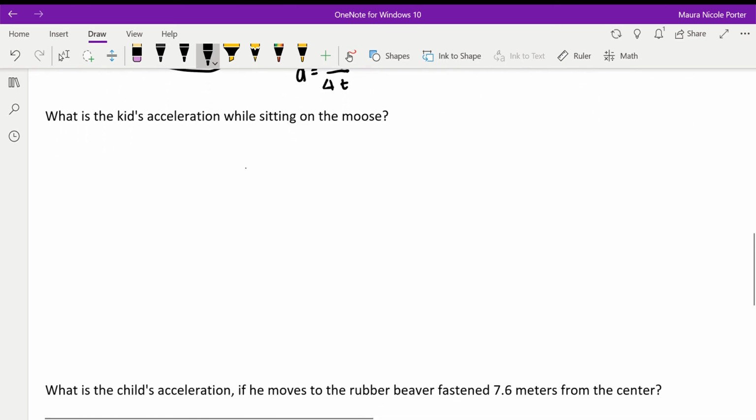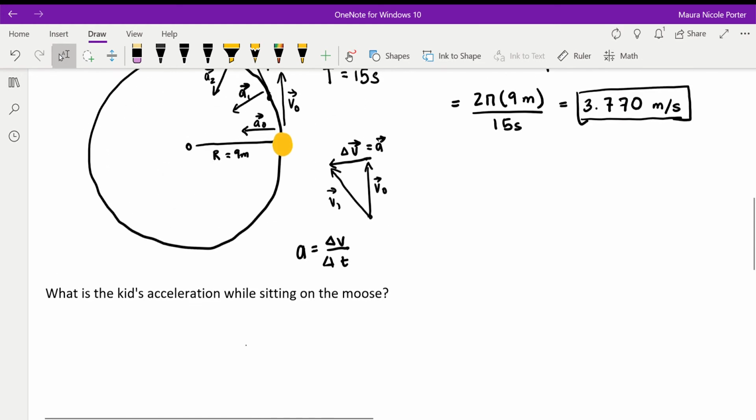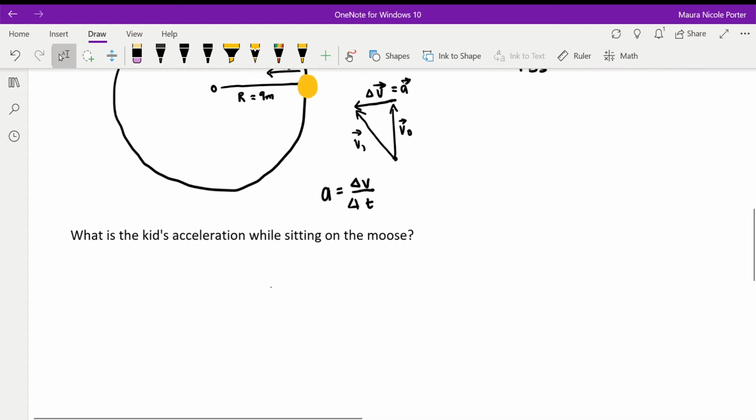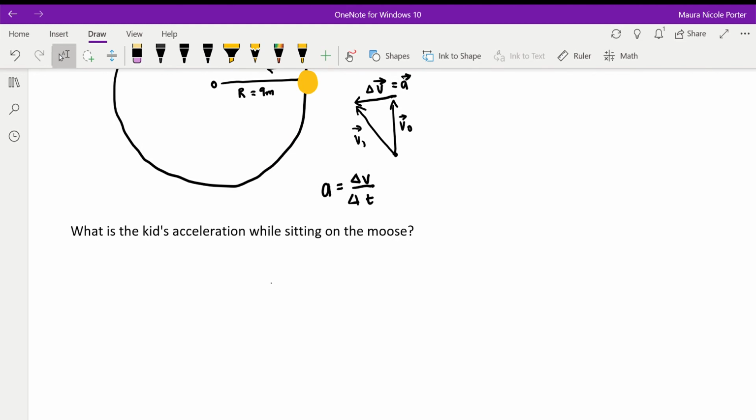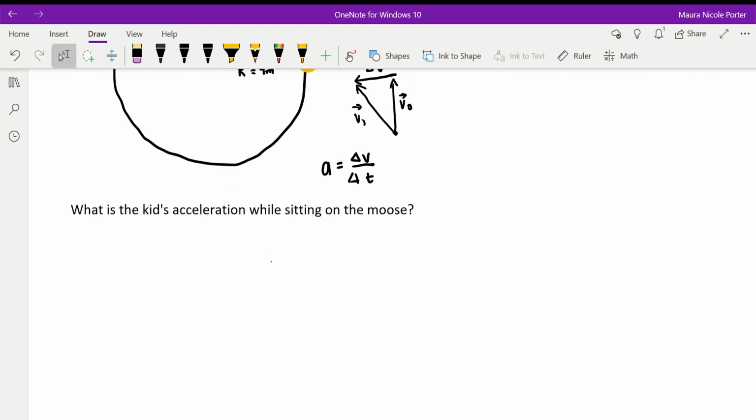Moving on to part 2, what is the kid's acceleration while sitting on the moose? Well, acceleration is change in velocity over change in time, but for centripetal acceleration, we're going to write it a little differently. I could take the steps right now to derive the equation, but just to save some time, we're going to take what's given, which is a_c is equal to velocity squared over radius.